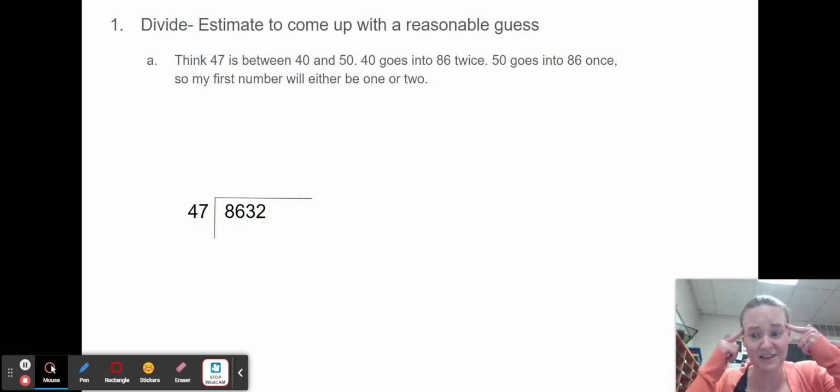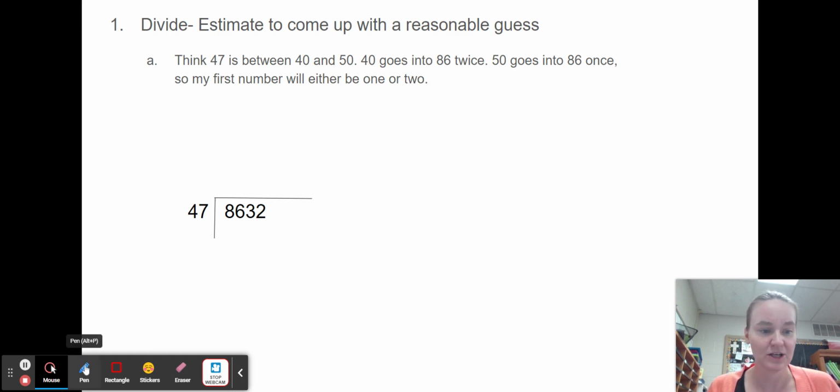So we have to think to ourselves, okay, 47 is between the numbers 40 and 50. So how many times do we think that it goes in there? Well, 40 goes into 86 twice. 50 goes into 86 once. So your first number is either going to be 1 or 2. If we guess any other number, we're just wasting time. So we should guess either 1 or 2.